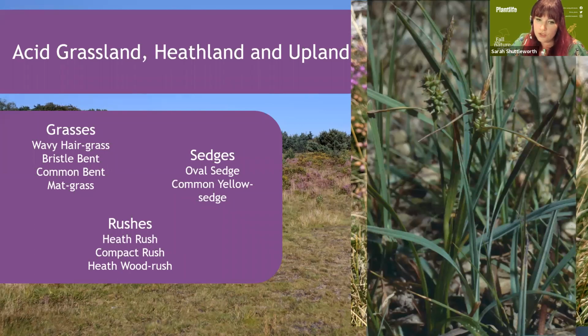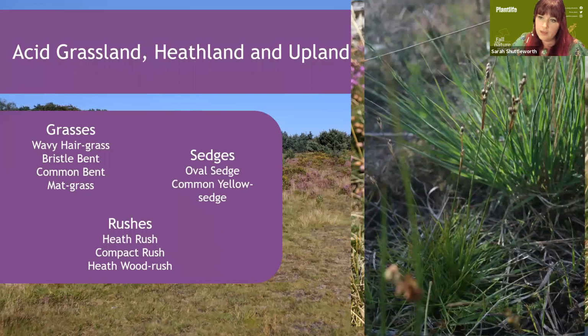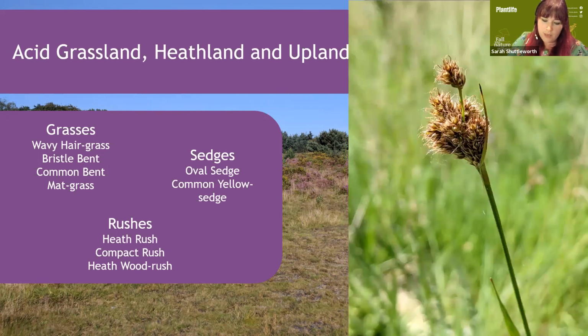So this is common yellow sedge. That one can be quite common in upland or acidic habitats. Again, I'm just showing you some examples, but we're going to go into detail on some of the other ones. This is heath rush, which you can get all over mountain, moorland, heathland habitats. It's quite a chunky one with big chunky top parts and flowers to it. So it can be quite distinctive if you come across that. And then we're going to go into compact rush in a bit.